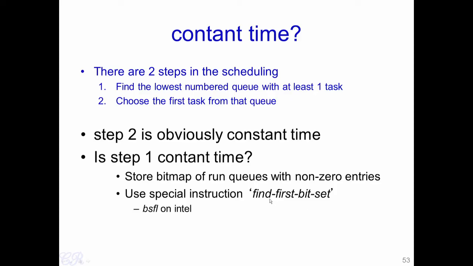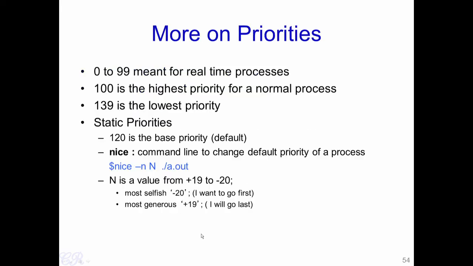This instruction, for example, there is a BSFL instruction on Intel, would look at this 40-bit bitmap and choose the lowest index which is non-zero. Essentially, this would give us the lowest numbered non-zero bit in the bitmap, and this corresponds to the lowest non-empty priority queue.